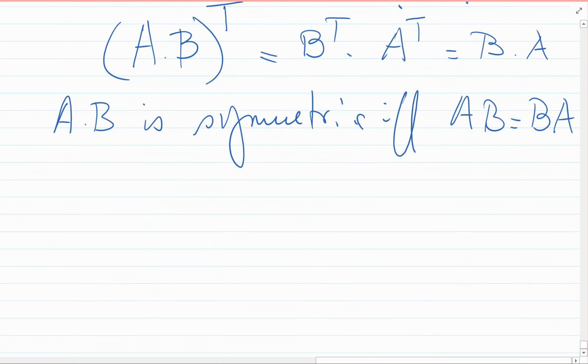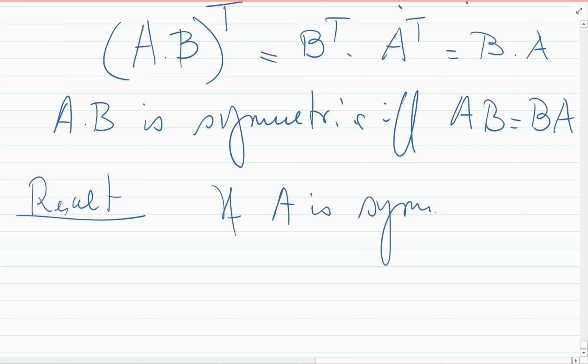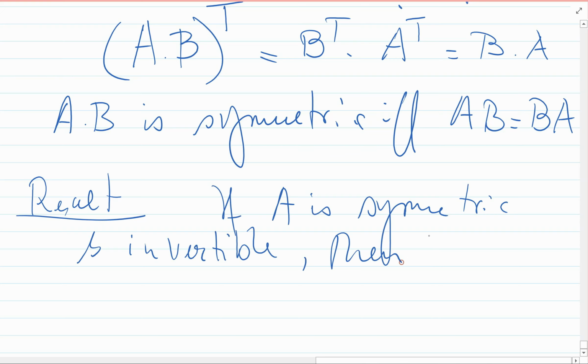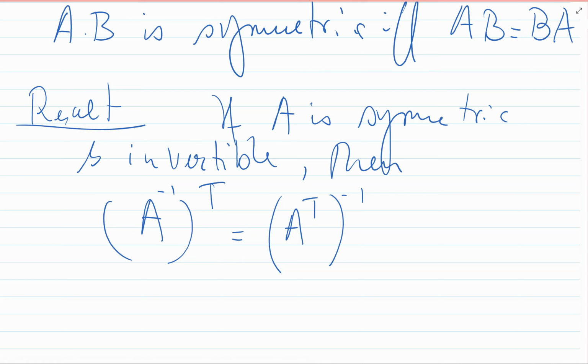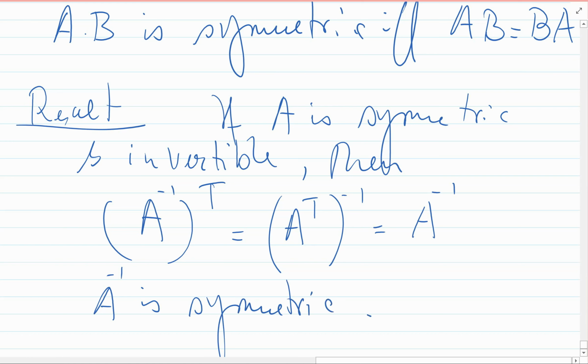Finally, what happens if a matrix is symmetric and invertible? Here, a result: if A is symmetric and invertible, then what do we know about the transpose of A inverse? We have seen that this is A transpose inverse. So the transpose of the inverse of A is exactly the inverse of A transpose. If A is symmetric, this becomes A inverse, because A transpose is A. And therefore A inverse is symmetric. So if a matrix is symmetric and invertible, its inverse is also symmetric.